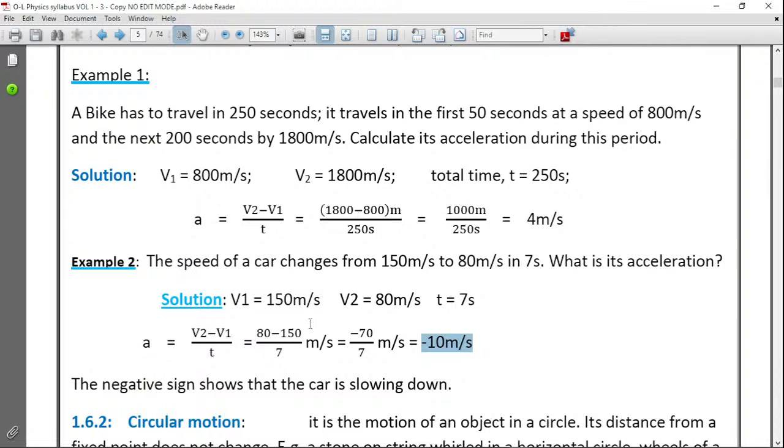So for this car that is slowing down, the acceleration will be given by final velocity, which is 80, minus initial velocity, which is 150, divided by the 7 seconds. And that gives us negative 10 meters per squared second. Please take note, it is s to the power 2. So negative 10 meters per squared second, and this negative sign is because the object is slowing down.